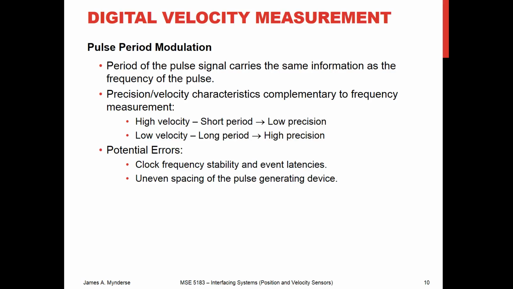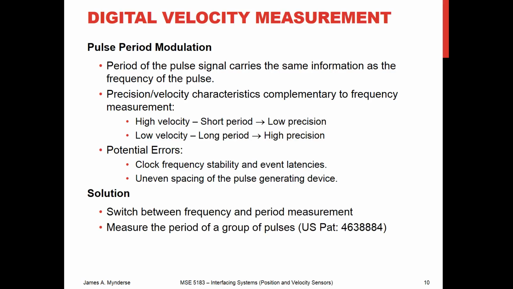So at high velocity, we've got high precision with pulse frequency, and at low velocity, we've got high precision with pulse period measurement. So I think the obvious solution there is to just use both. It's not the cheapest solution, but if you just use both and you switch back and forth based on which one is more accurate, then you can certainly get a good velocity measurement for a digital set of switches.